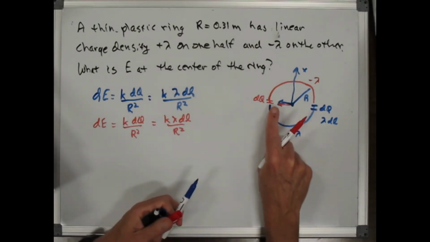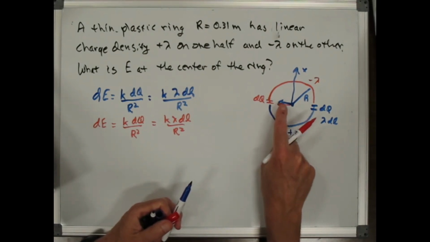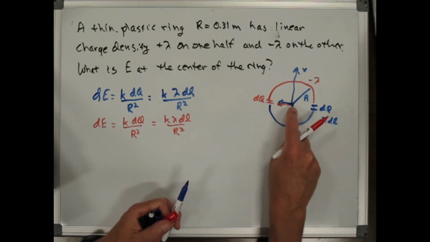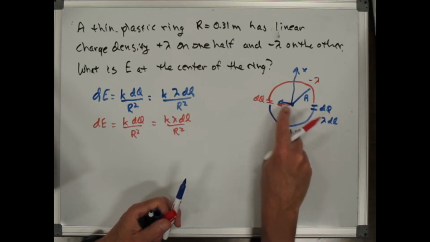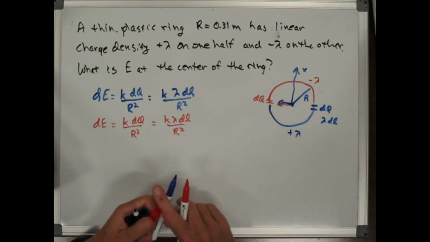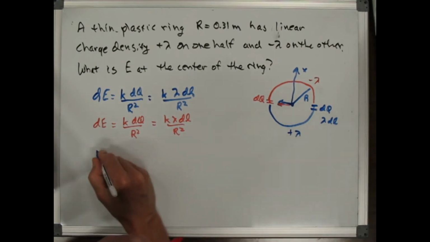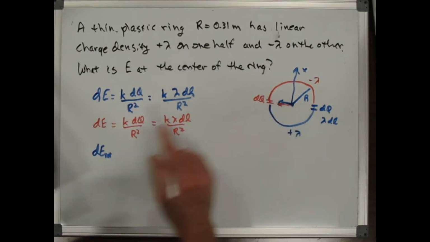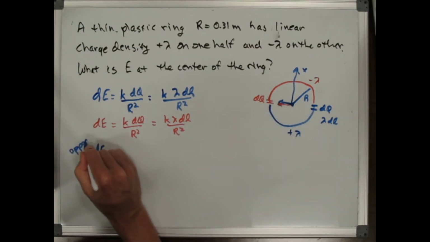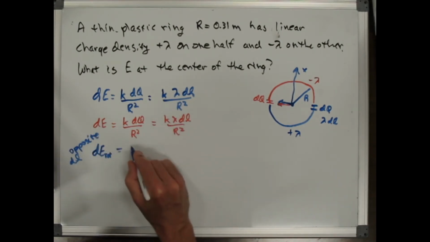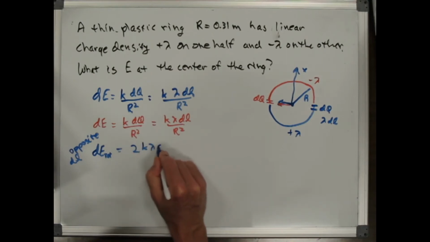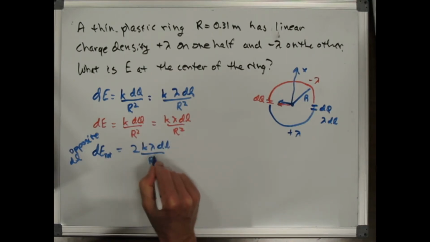And this one has a negative linear charge density, but all I have to worry about is that the negative charge density makes the field point in the same direction as this one, with the same magnitude. So if I want dE total for the two opposite points, for the opposite dl's, it is just twice either one of those: 2k lambda dl over r squared.